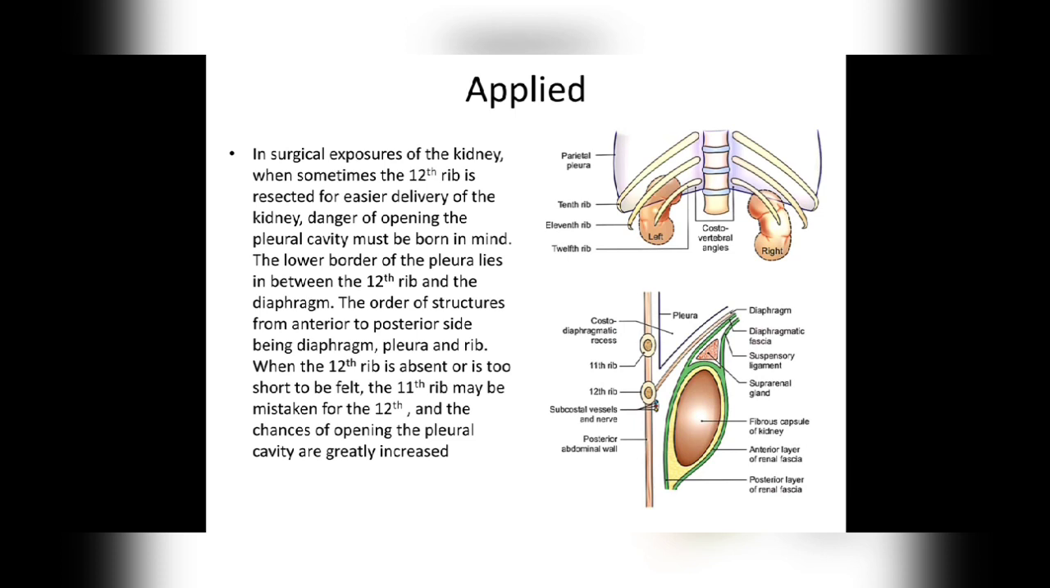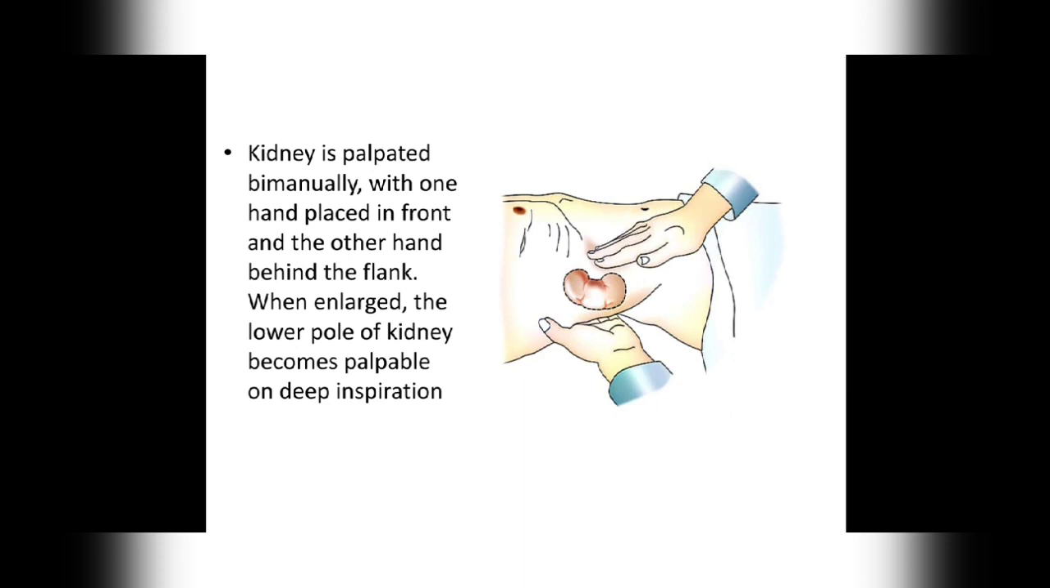Some applied aspects of the kidney. In surgical exposure of the kidney, when sometimes the 12th rib is resected for easier delivery of the kidney, the danger of opening the pleural cavity must be borne in mind. The lower border of the pleura lies in between the 12th rib and the diaphragm, the order of structures from anterior to posterior being diaphragm, pleura and rib. When the 12th rib is absent or is too short to be felt, the 11th rib may be mistaken for the 12th, and the chances of opening the pleural cavity are greatly increased.